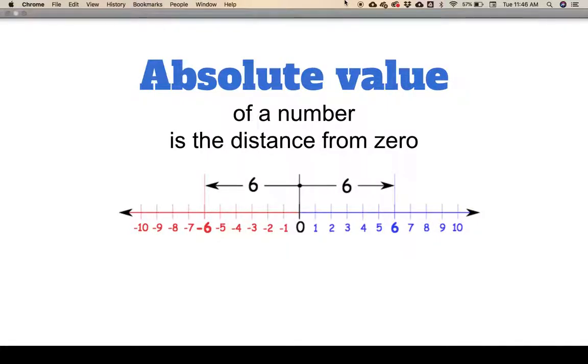Today we're going to review absolute value mixed with integer operations. That means adding and subtracting, multiplying and dividing positive and negative numbers with absolute values involved. The absolute value of a number is its distance from 0.